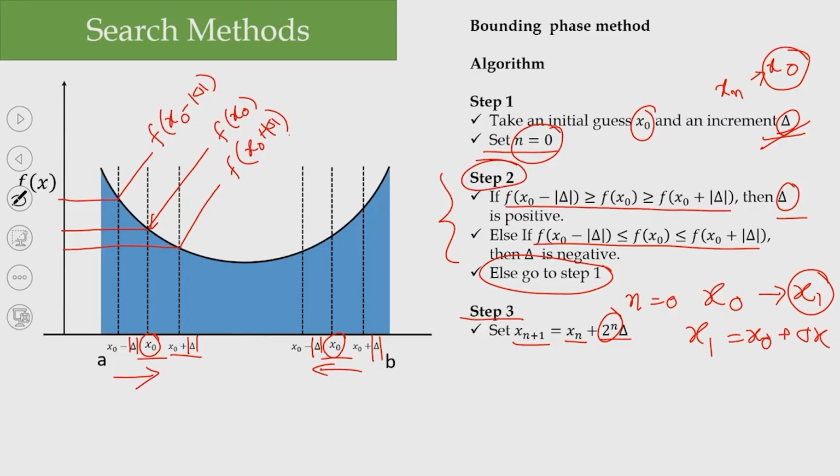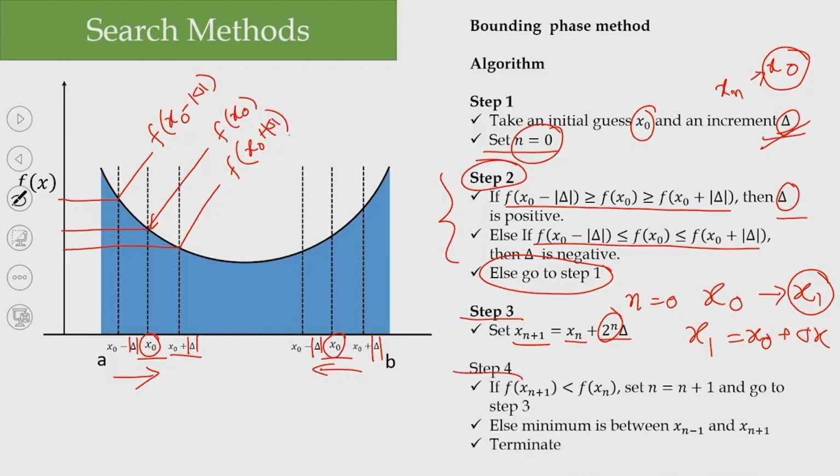So, the idea is that with iteration you increase the step length, so that very quickly you reach the optima. Suppose you are not getting your optima, then in that case you increase your step length. That is why we are using 2 to the power n into delta.